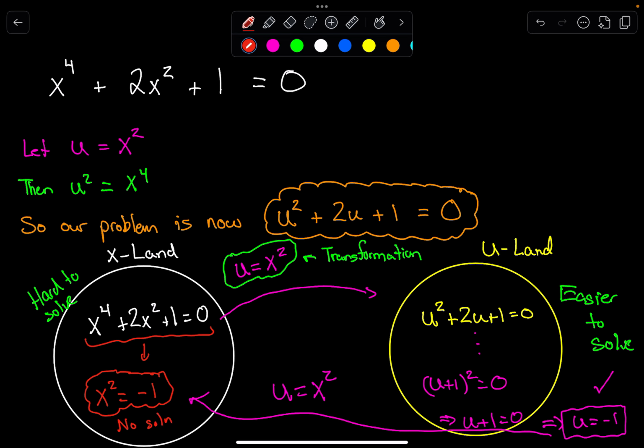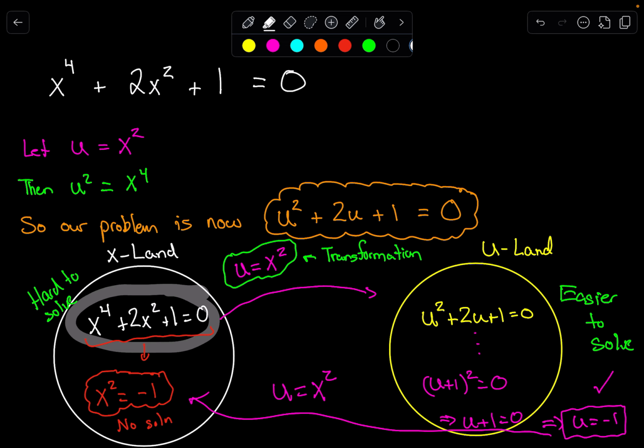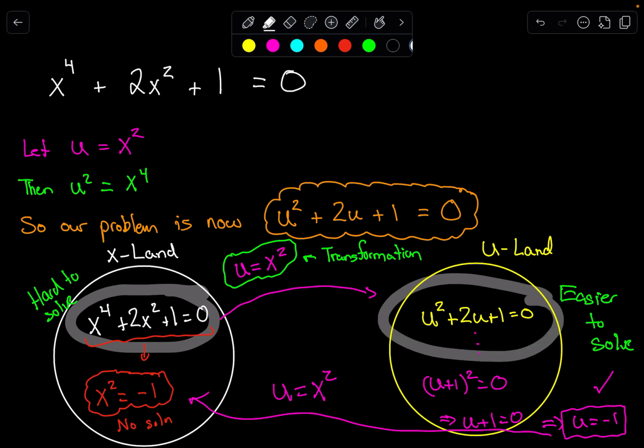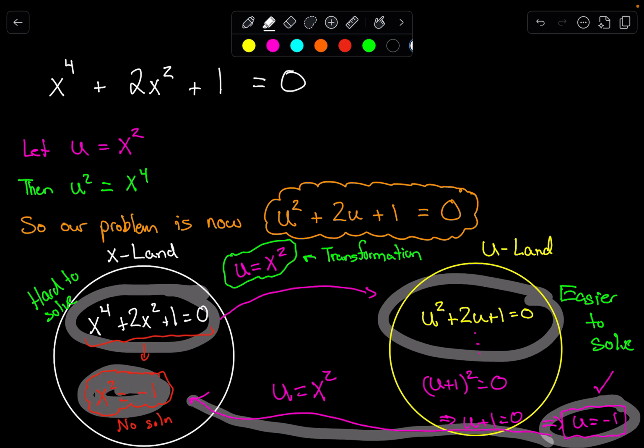But the whole point is that we went from working with something that looked really hard, scary, and difficult. We made an educated guess as to what we wanted to let u be, based on some previous experience working with quadratics. That turned our equation into something else in u-land. And once we solved the problem in u-land, once we did the easy math, we took the train back and said, okay, I can get my final answer in x's over here, whatever it is we're trying to do. And so in making this substitution, our life gets a lot easier.